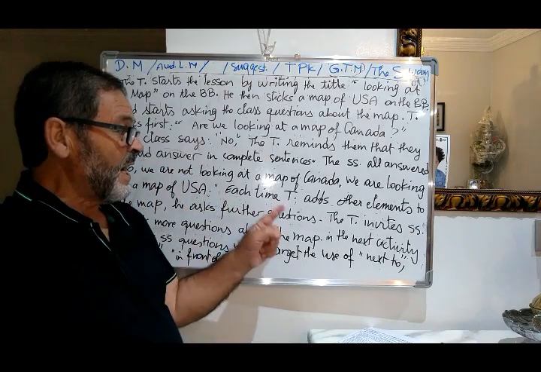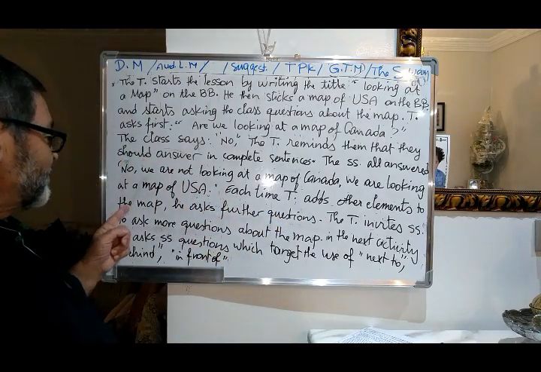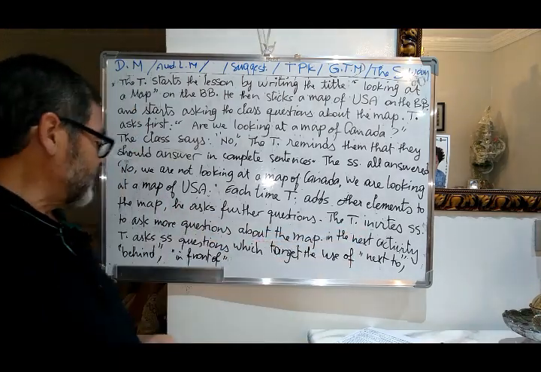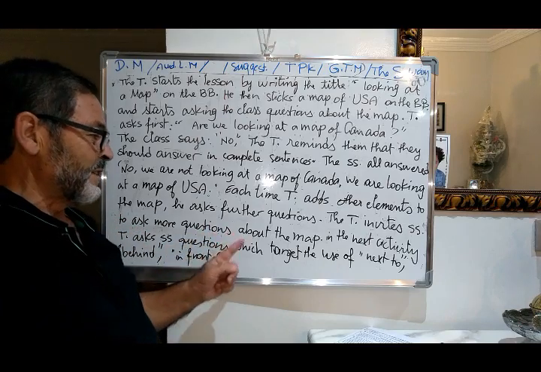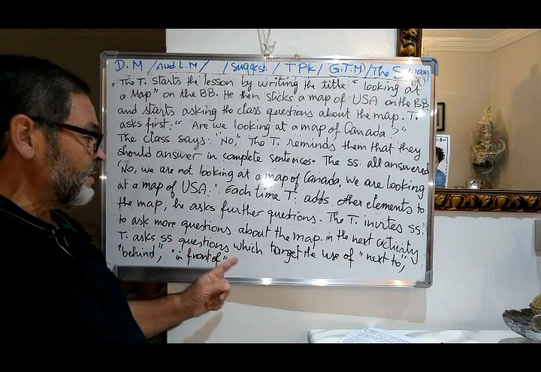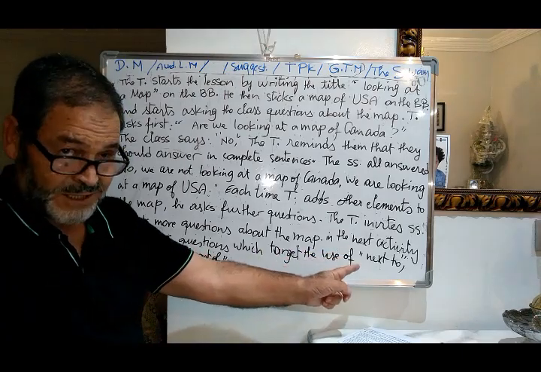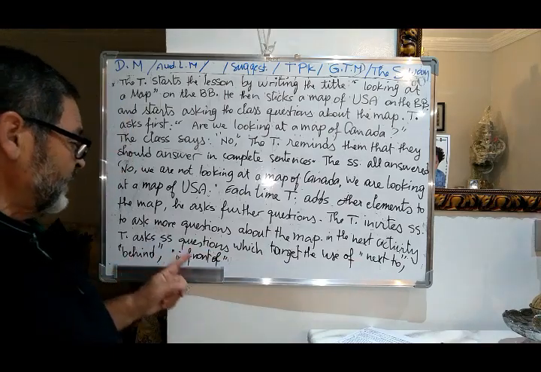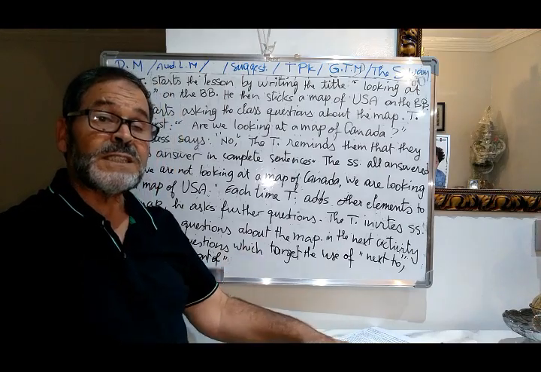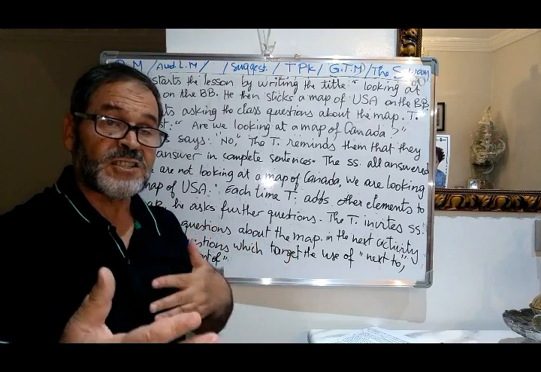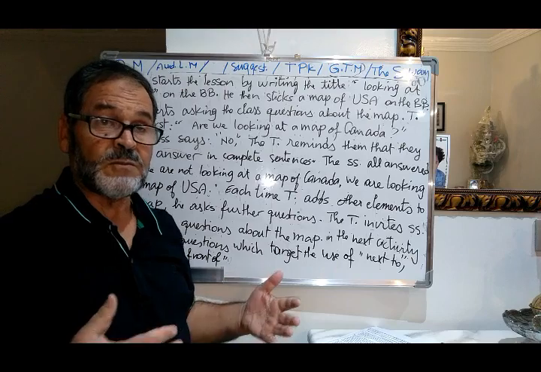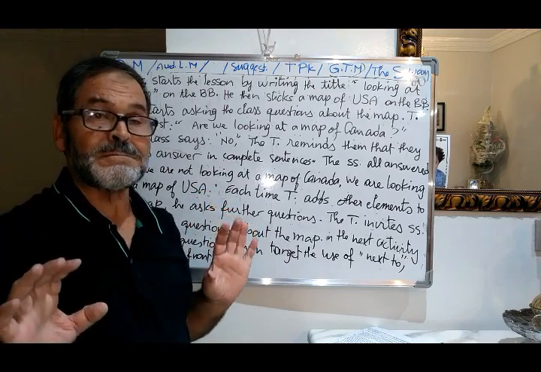Each time the teacher adds other elements to the map, he asks further questions. The teacher invites students to ask more questions about the map. In the next activity, the teacher asks students questions which target the use of prepositions: next to, behind, in front of. So there is no space to finish the paragraph. Okay, it's clear now. The passage is about a discussion between students and teacher. Question and answers, and this is what we call listening and speaking here.